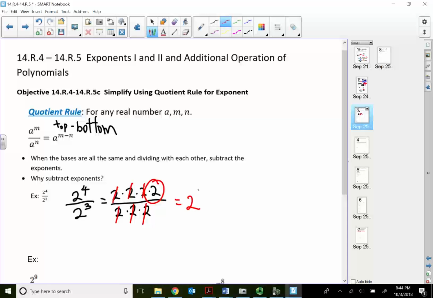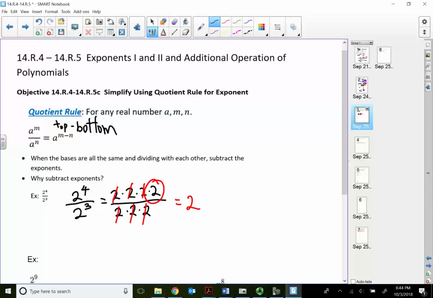A lot of times I will simply say I have 4 2's on top, 3 2's in the bottom. When the bases are the same and they are dividing, we simply subtract the exponents by canceling out the 2's. So 4 2's on top, 3 2's in the bottom. When they cancel out, how many 2's are left? There should be one 2 left on the top because the top has one extra 2 compared to the bottom.